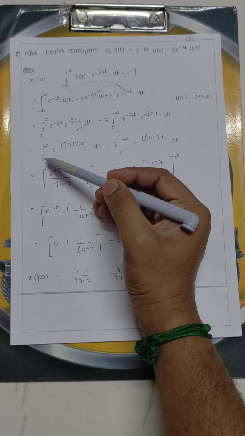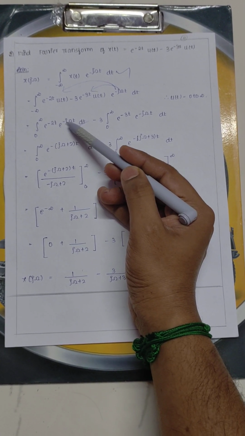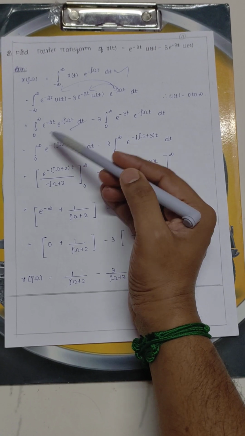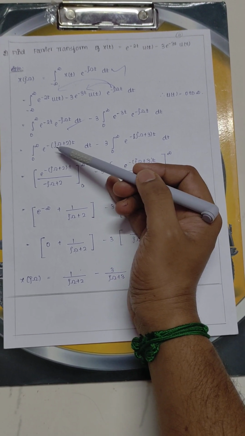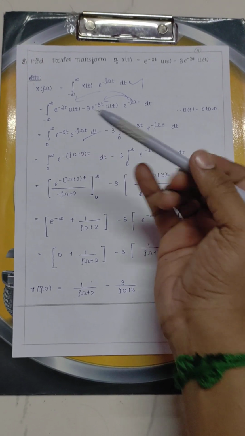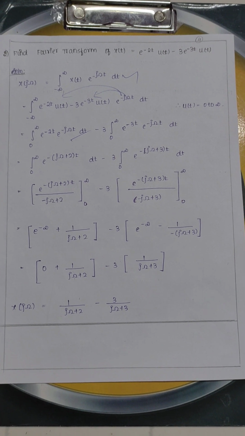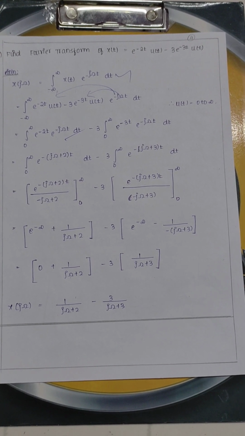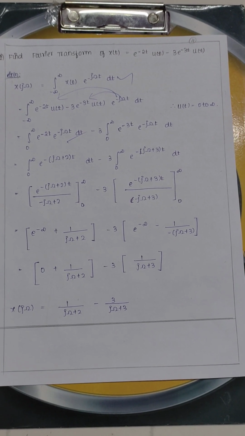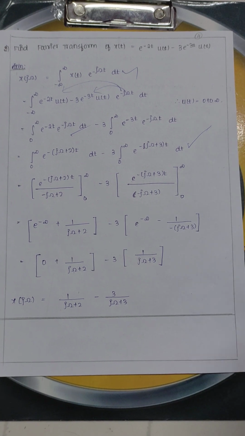Next, integral 0 to infinity, take e as it is. The common term is t; take it outside, and the remaining is j omega plus 2, with the minus sign also common. So e power minus of j omega plus 2 into t dt. Minus 3 into, again t is common, minus taken outside, so e power minus of j omega plus 3 into t dt. So this step is completed.